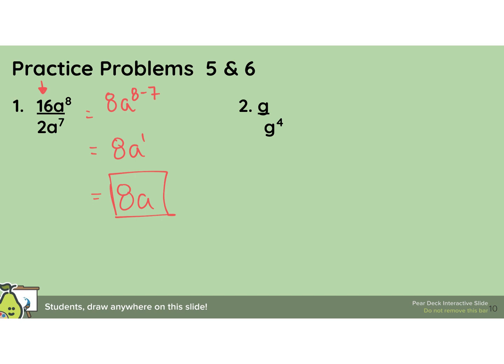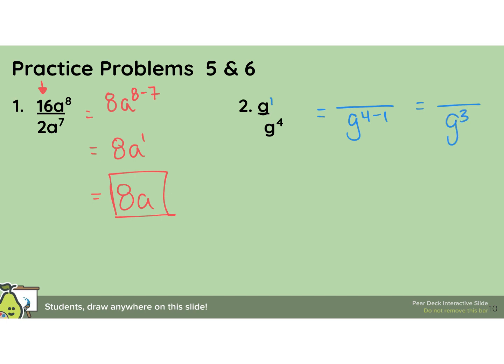Last practice problem. There's no numbers to deal with, so we just need to subtract from the larger exponent, which is down here in our denominator. So it's 4 minus 1. So we have g to the third.